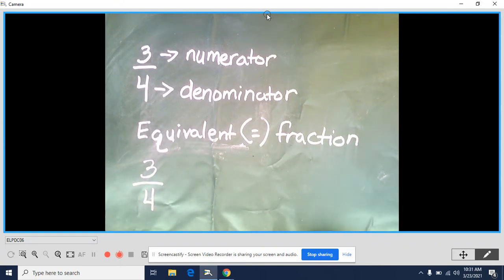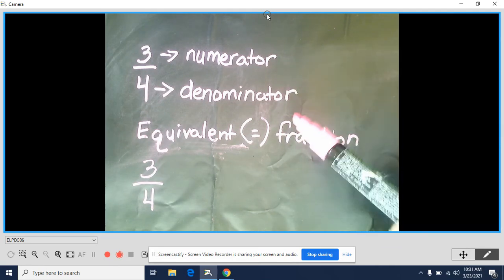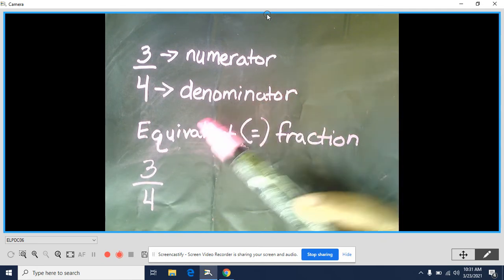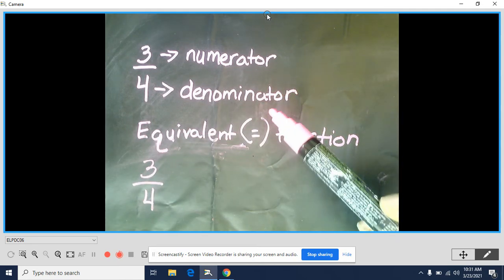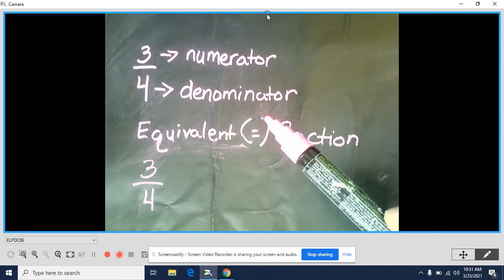Hello, here's just a refresher on fractions before we move on with new things. First, I want to talk to you about what a fraction looks like. The top number of the fraction is called the numerator. The bottom number of the fraction is called the denominator. The denominator tells us how many parts the whole has been divided into.